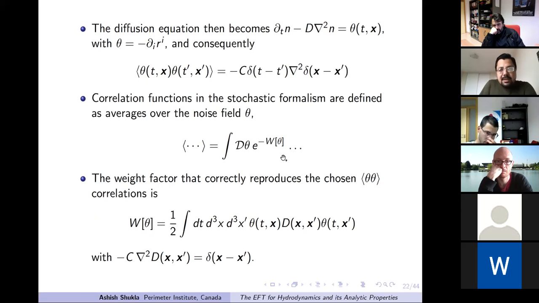And how does one determine this W of theta? Well, I must choose a W of theta such that when I compute the theta 2-point function, I end up getting the 2-point function which I postulated theta must have, which I put in by hand. It turns out that if I choose this quadratic W of theta, which has this form with the operator defined over here, D, and do this path integral, which will be a Gaussian path integral, I'll end up getting the theta 2-point function shown over here. So this is the correct choice for the weight function for a Gaussian noise.